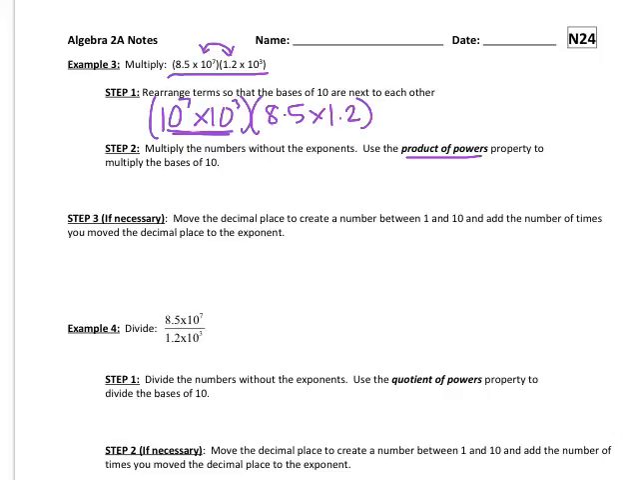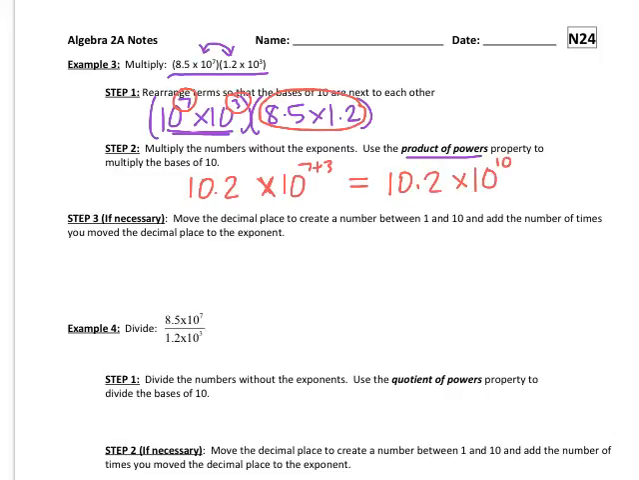In step 2, it says multiply the numbers without the exponents. So we're going to multiply 8.5 times 1.2, and I get 10.2 when I do that in my calculator. Then it says to use the product of powers property to multiply the bases of 10. So I'm going to say 10 to the 7 plus 3. Remember, 7 plus 3 because we can add those exponents together. Let me just finish this here: 10.2 times 10 to the 10th.